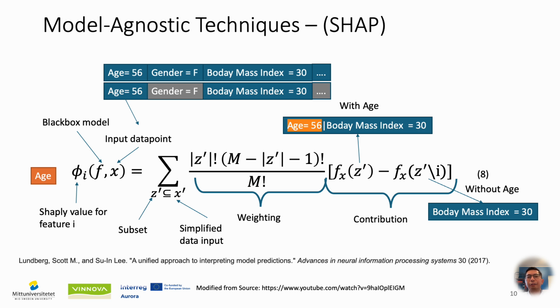We calculate the difference in the model's prediction when age is included versus when it is not, across all these combinations. Finally, we take the average of these differences. The average is the Shapley value for age. In short, Shapley values measure a feature's contribution by fairly distributing the credit across all the possible feature combinations.